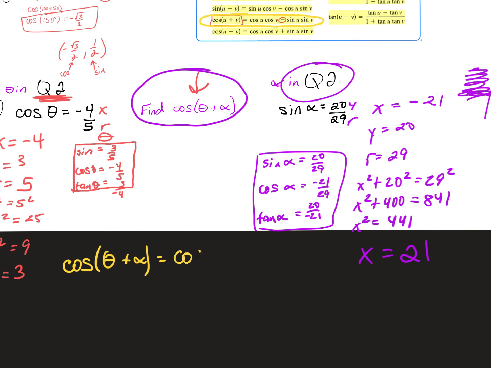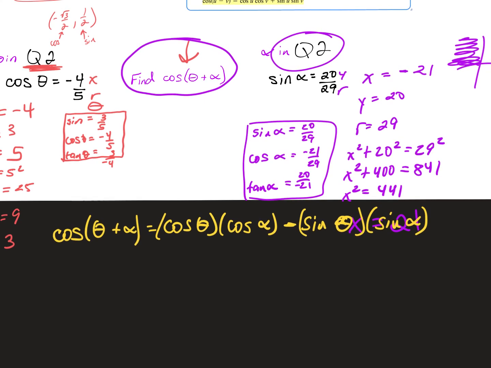So cosine of theta times the cosine of alpha. Then what? Minus, good, the sine of theta times the sine of alpha. Now, the reason we did all of that work to find x, y, and r is so we can now plug in the trig ratios. We're not talking about angle measures on the unit circle right now. We're talking about trig ratios.